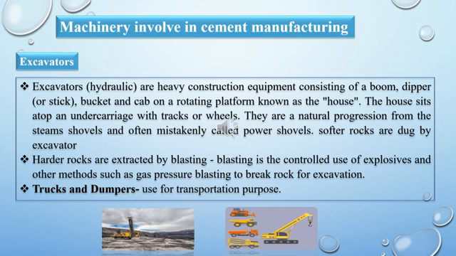So students, in the machinery till now we have discussed excavators and trucks and dumpers. Excavators are used for the digging of softer rocks. Harder rocks are extracted by blasting. Trucks and dumpers are used for transportation purposes. So students, this was the first lecture of cement in which we have discussed what is cement and its types, and then we have discussed the machinery involved in the manufacturing of cement.